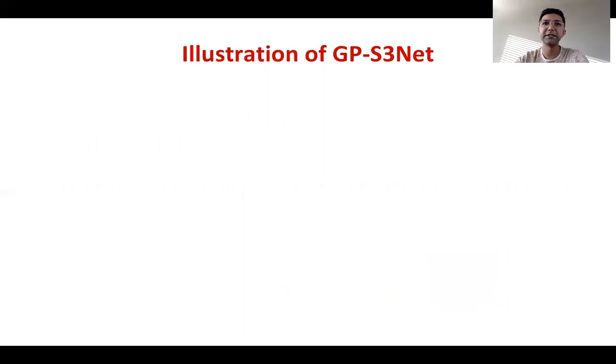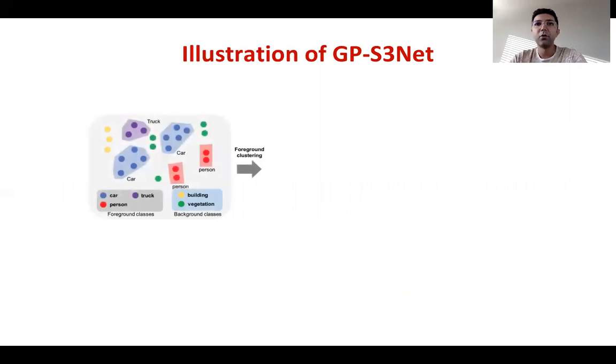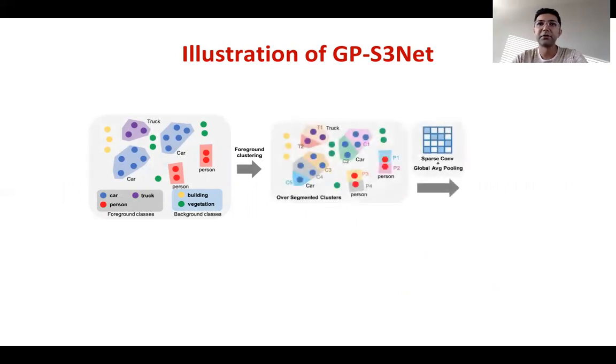So let's look at the detailed instance segmentation of GP-S3Net. First, over-segmentation priors are generated by running HDBSCAN clustering on foreground predictions. Next, these priors are passed to a 3D convolutional layer and are embedded into a unified vector size. Each cluster is treated as a node in the graph, and its corresponding embedding is used as its node's feature.